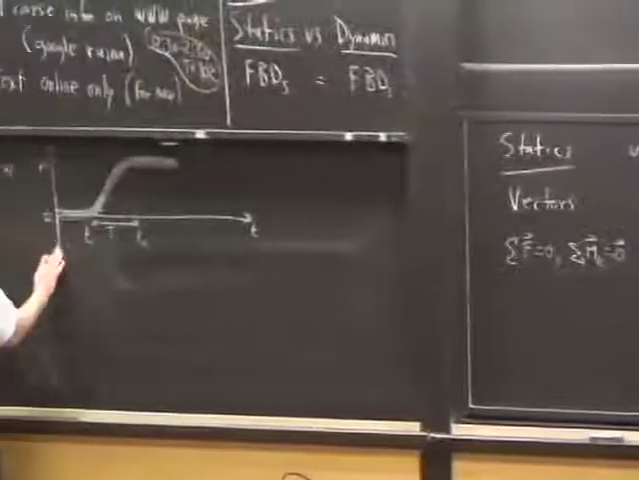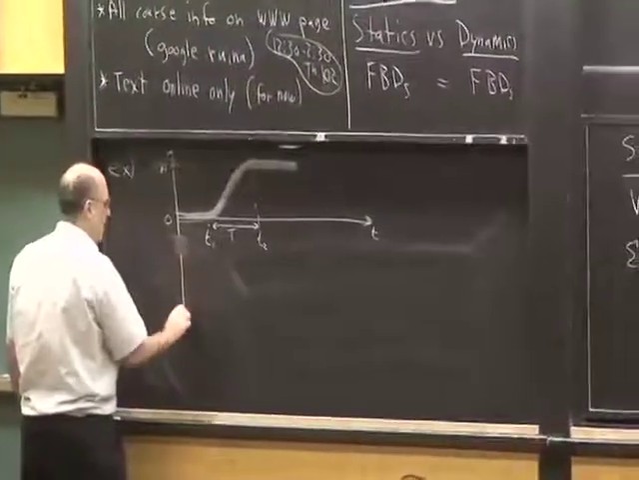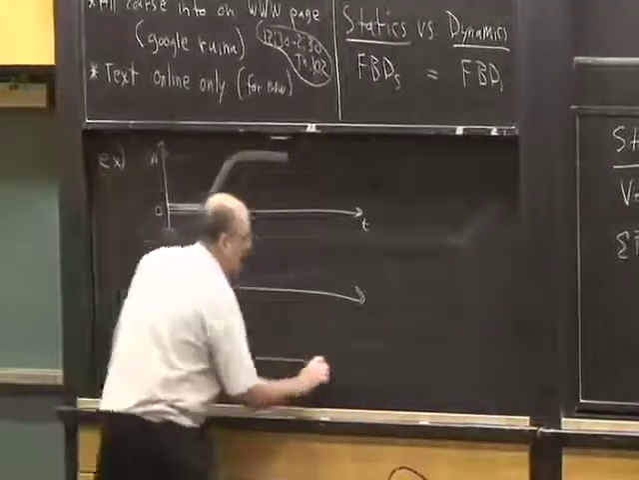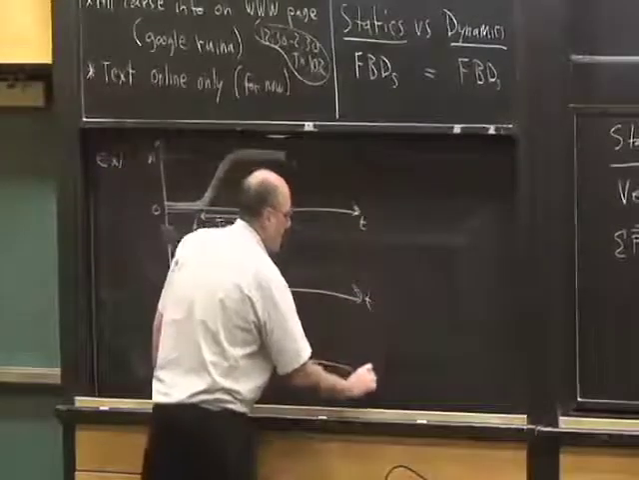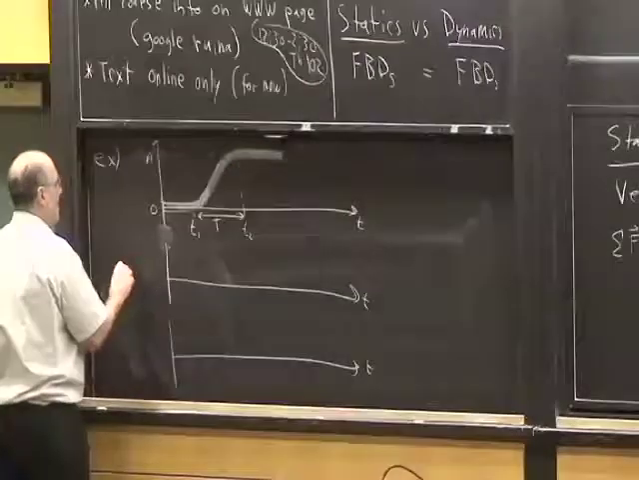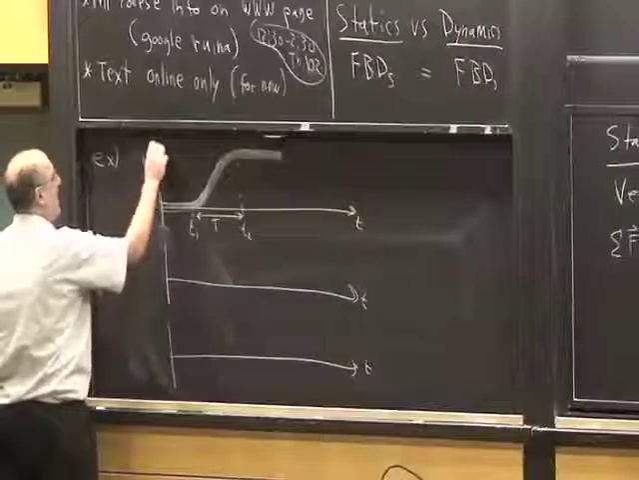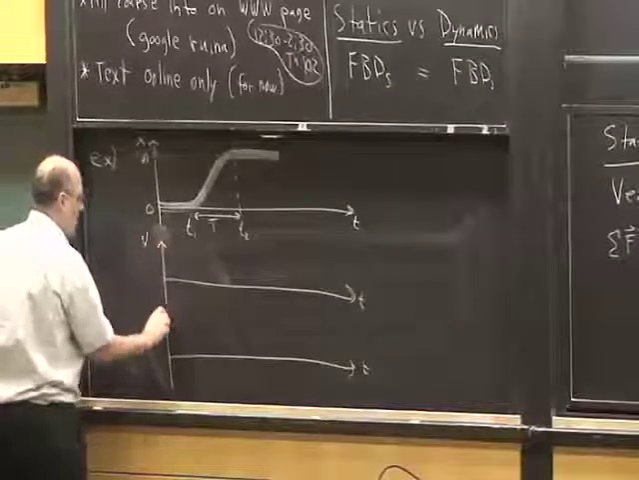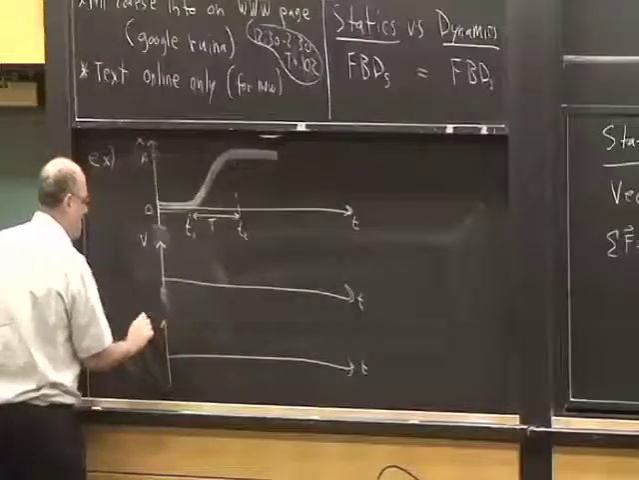Now, with this curve, we can draw then 2 more curves. And these 2 more curves are the velocity and the accelerations. So here we have x as a function of time. Then we can plot v as a function of time. And then we can plot the acceleration as a function of time.